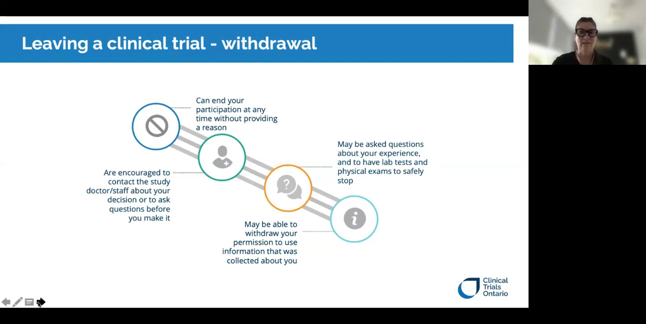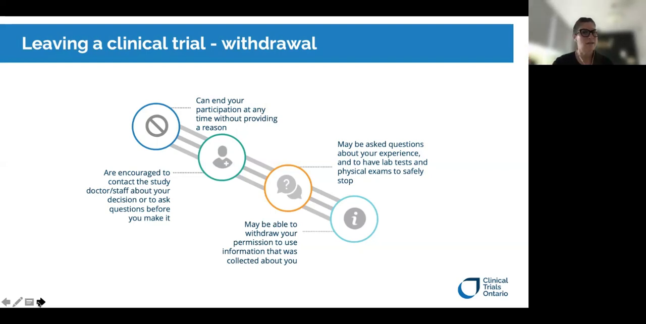The other reason to have that conversation versus just ghost the trial team is it's for your own safety. Depending on what kind of trial you're in, you may be asked to do some tests before you stop the intervention that you're being given, to make sure that you can withdraw safely. So I really encourage you to be open and transparent about things so that, if you still decide to withdraw from the study, you can be removed as safely as possible.